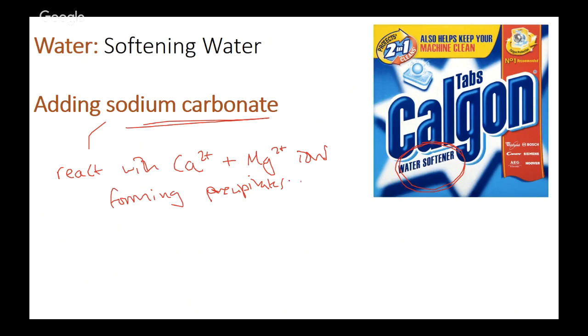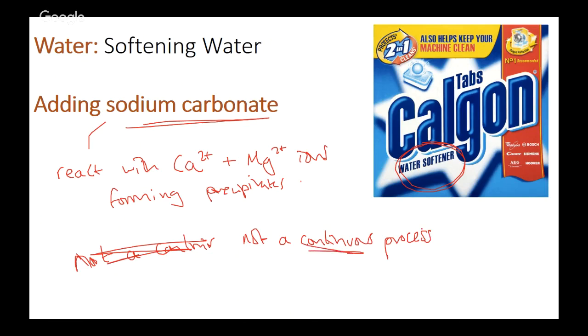But the trouble with this one is it's not a continuous process like the ion exchange column. It's a batch process instead. Okay, so each time you have to add this to, for example, your washing machine, or industrially, if they've got big machines, they'd have to add this batch by batch. But an ion exchange column is a continuous process.